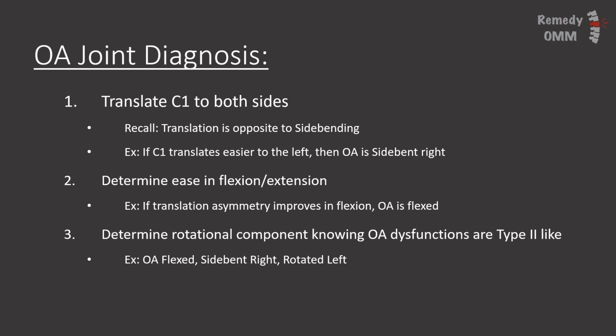Once you've figured out the side bending component, you will need to test if translation gets better or worse with flexion or extension. We name the somatic dysfunctions for the direction of ease, or the direction the patient's body wants to be in. So if flexion worsens the asymmetry of the translation from side to side, then the patient wants to be extended. And with those two pieces of information, side bending and flexion or extension, and knowing that these dysfunctions are type 2-like, you will be able to determine the rotation aspect of this joint.